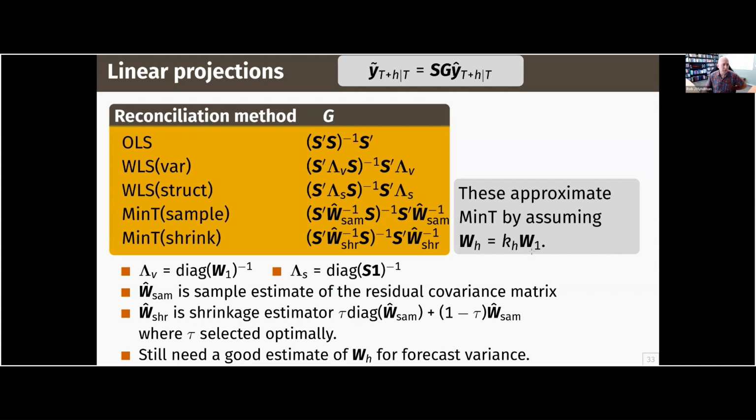If we said W_1 is the identity, then we get the ordinary least squares solution like this. If we said it's diagonal, we'll ignore the off-diagonals and we get the WLS solution like this, just by replacing the diagonals by the variances.